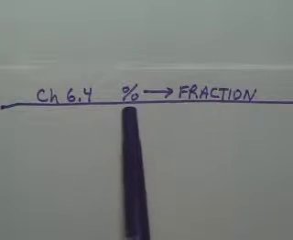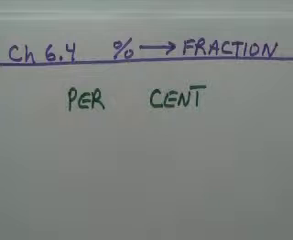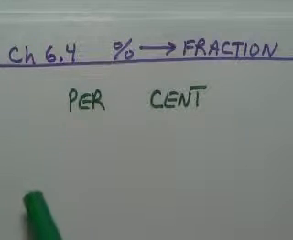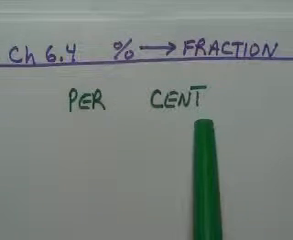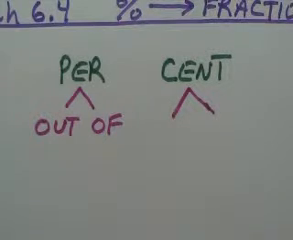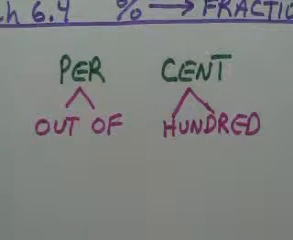Okay, today we'll change a percent to a fraction. Now to find the meaning of the word percent, let's just kind of break it up into two words, per and cent. The word per means out of. And cent means hundred, such as the word century. That's 100 years.